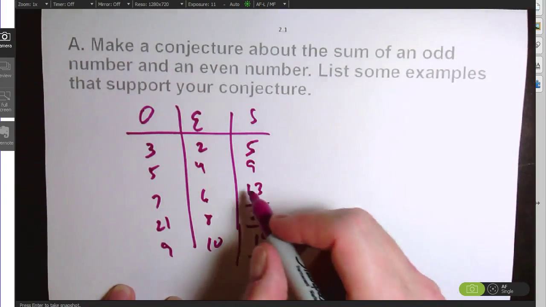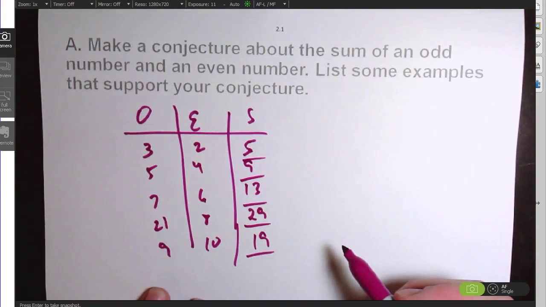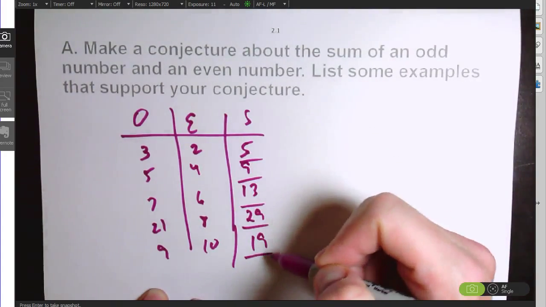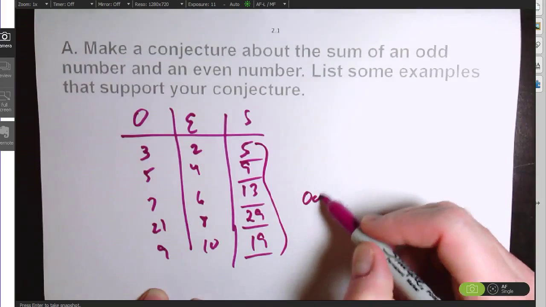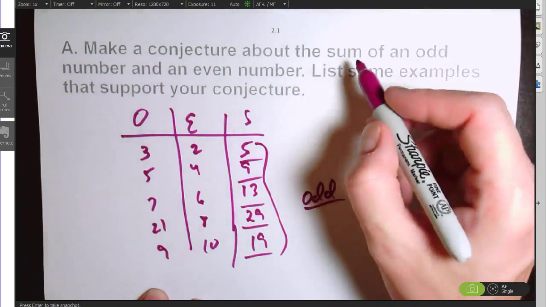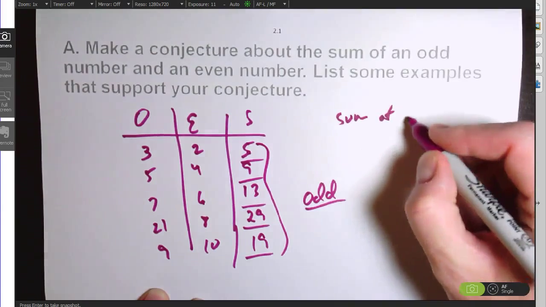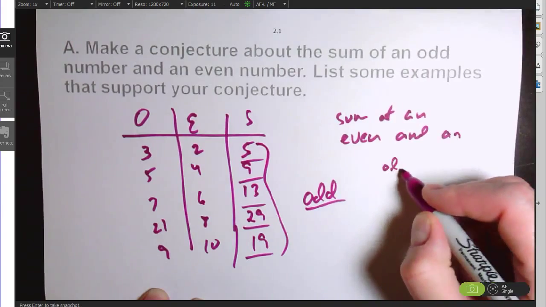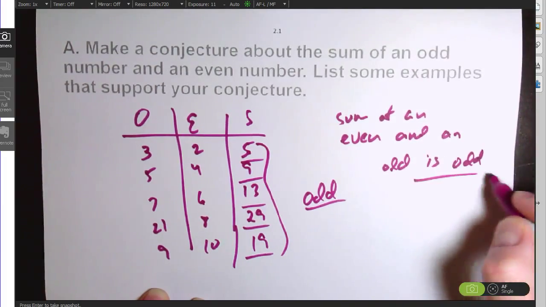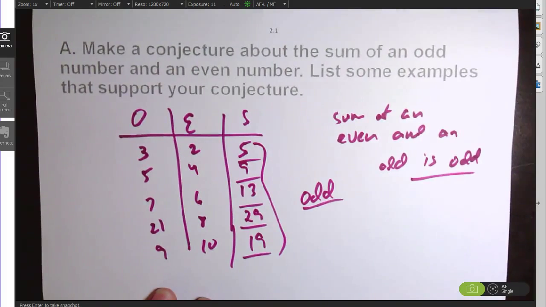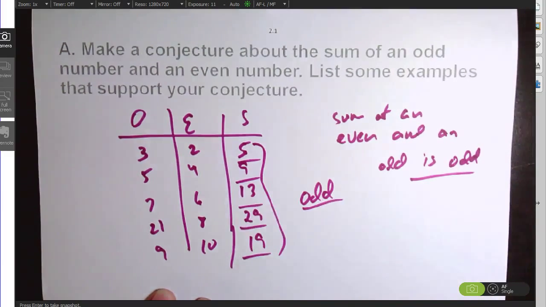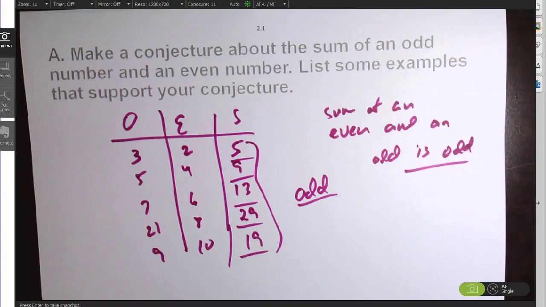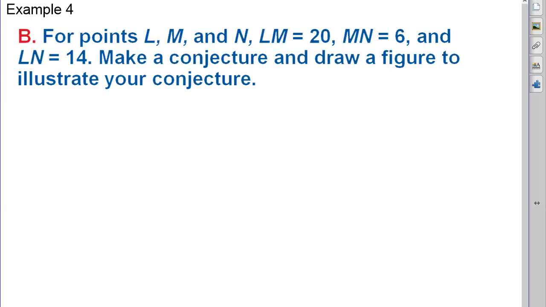So I'm looking for a pattern here when I add an even and an odd. So that's my conjecture. What would I say my conjecture is? Well, hopefully you've caught that all of these sums are odd. So the sum of an even and an odd is odd. And we've seen that it's supported. You can actually prove this using algebra and factoring, but we're just looking at conjectures. But that actually is always true. It always will be odd.